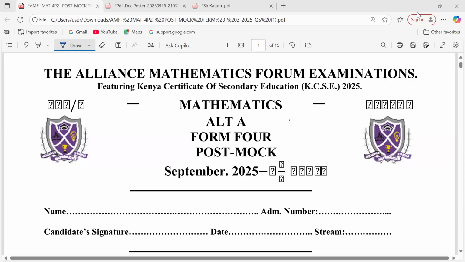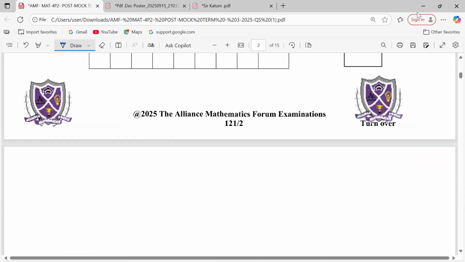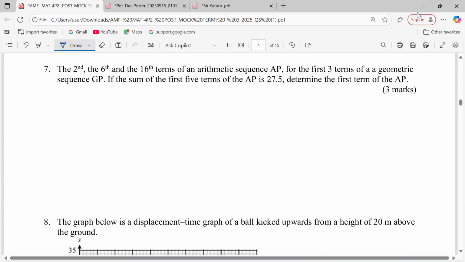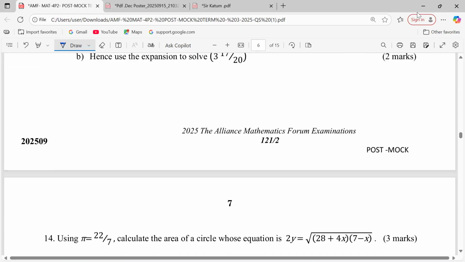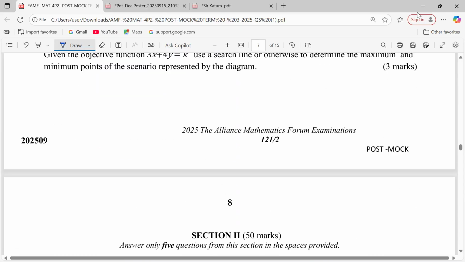We shall be discussing the Alliance Mathematics Forum Examinations, Mathematics Paper 2, Section 2, the Post-Mock 2025. So please join me in this serious discussion. It's my hope that you guys are going to learn a lot from this paper.